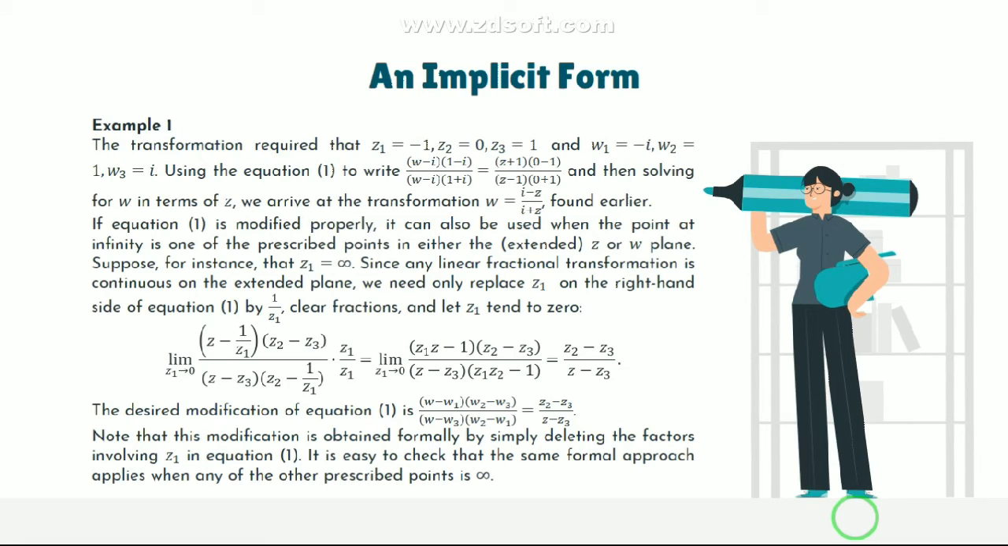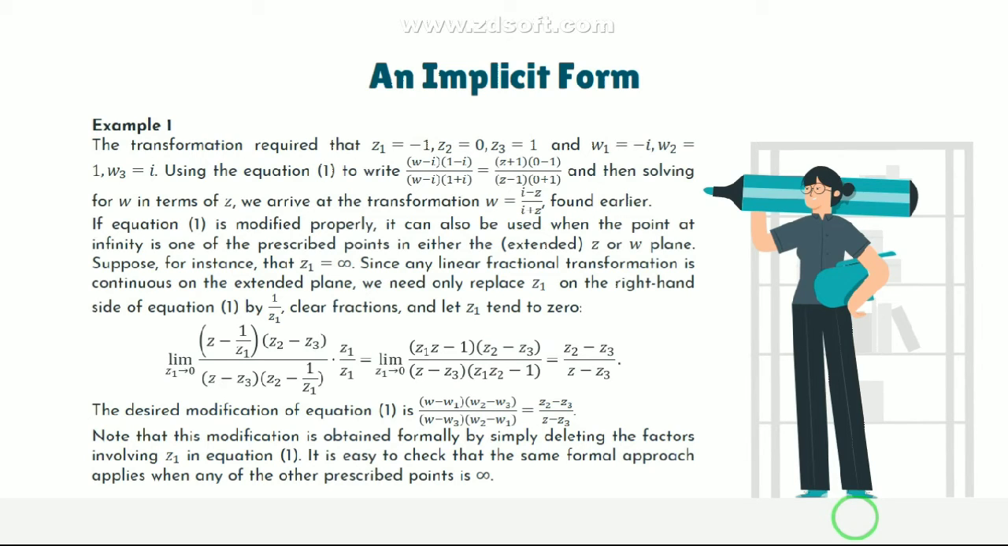For a clear explanation, we go to example 1. The transformation required that z1 equal -1, z2 equal 0, z3 equal 1, and w1 equal -i, w2 equal 1, and w3 equal i.